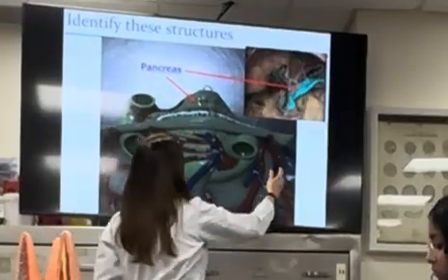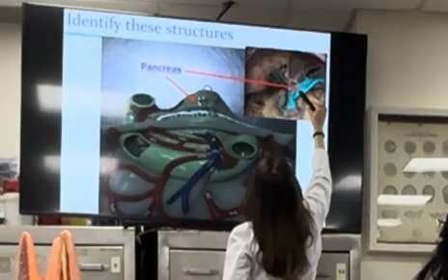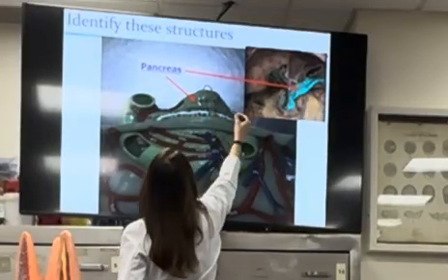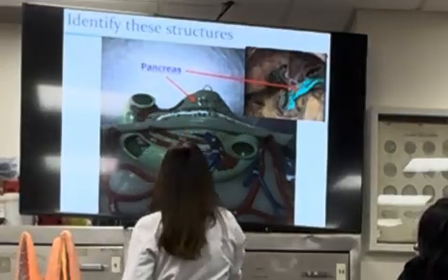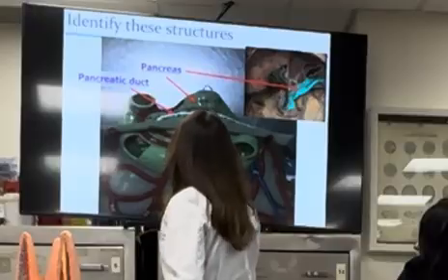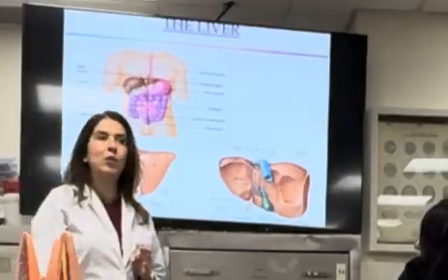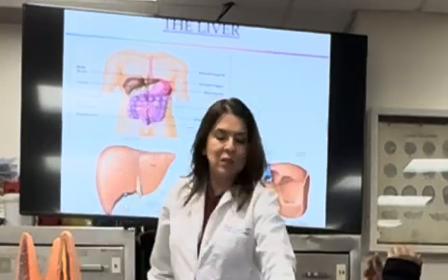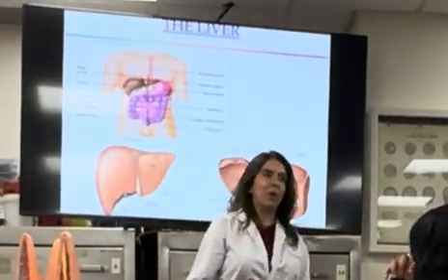The pancreas in a cadaver would be this elongated organ. This is a pancreas, and here's the pancreatic duct. All right. Let's now talk about the liver. Your liver is this organ located in the right hypochondriac region.